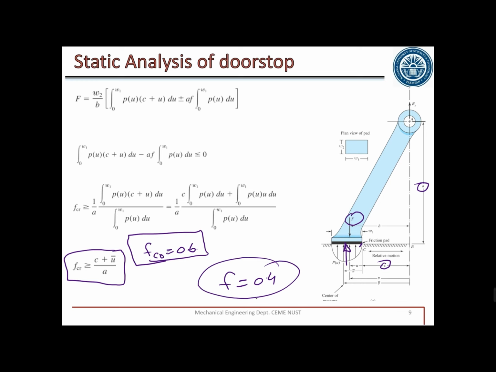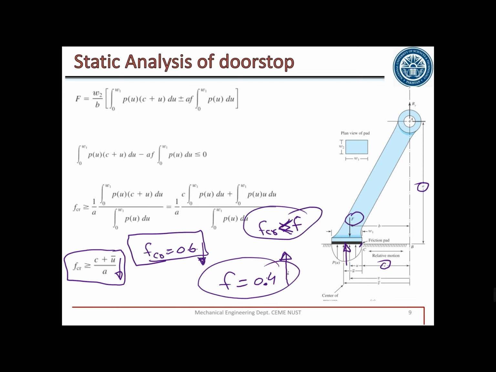Or if you want the door to stop automatically, either you can increase the coefficient of friction of this bar by adding some extra material, or you can decrease the value of critical friction. F critical has to be less than F to be able to self-stop or self-brake. It has to be less. So either you can decrease it or you can increase it.